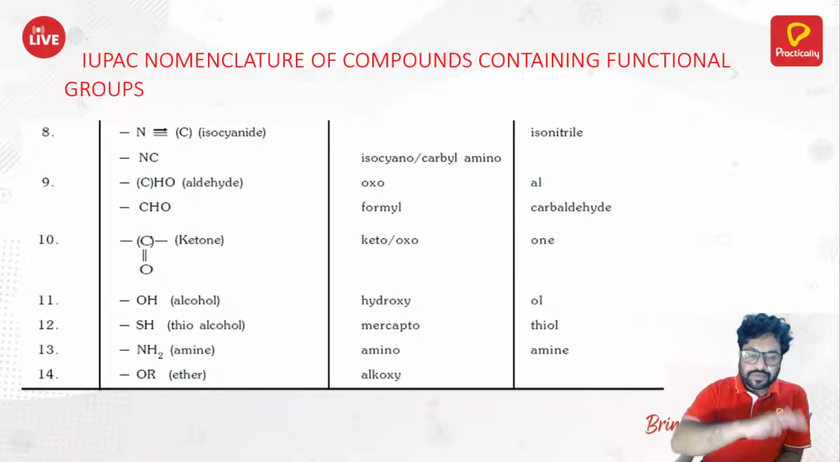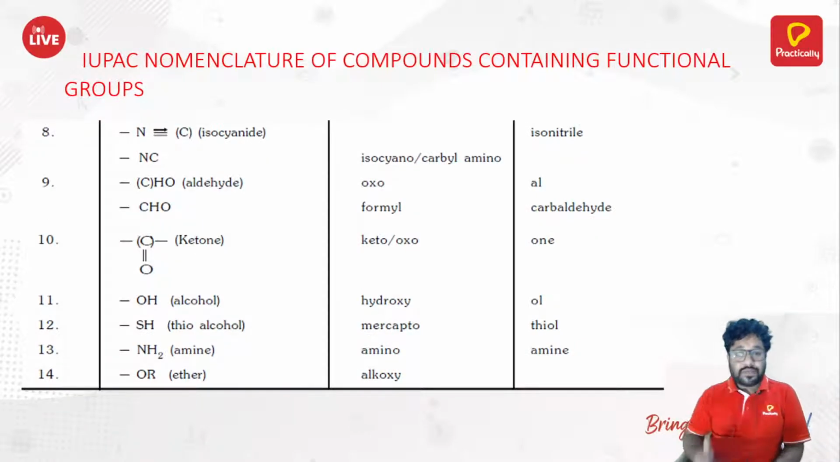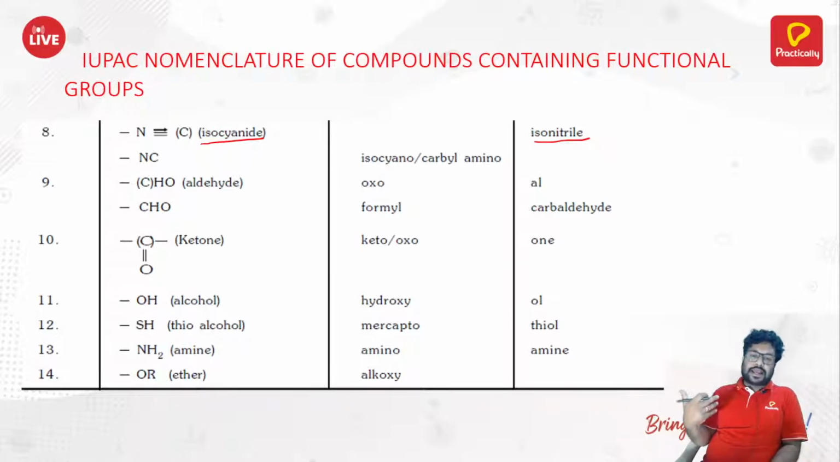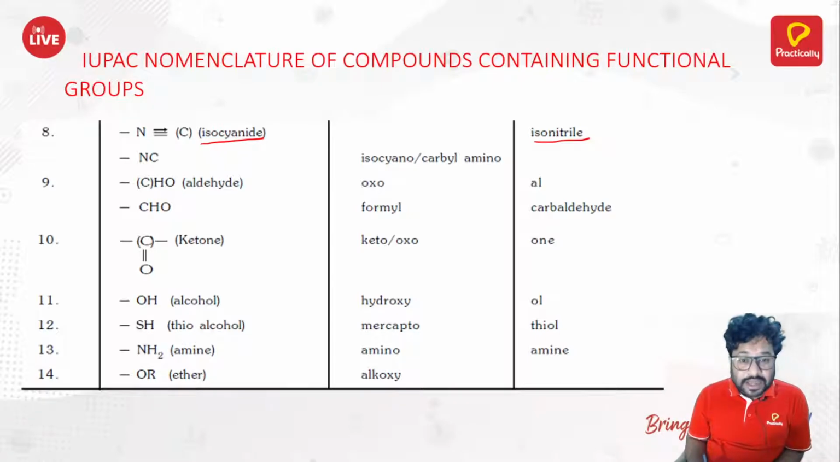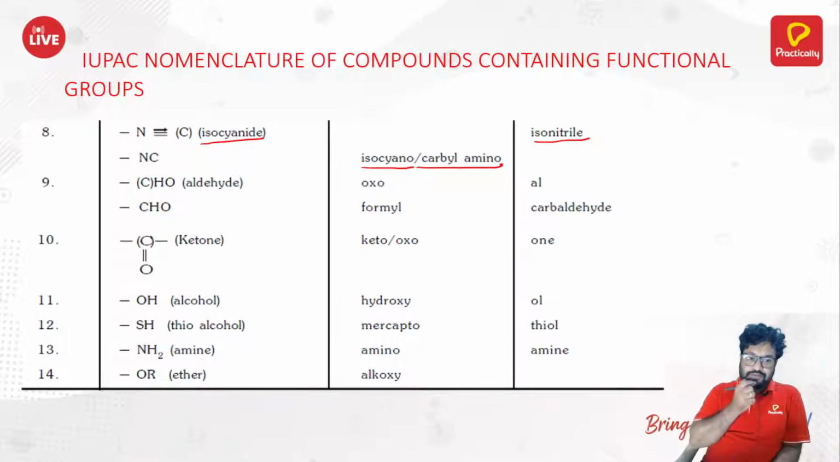Okay. Lastly, isocyanide. When you have an isocyanide, you write just isonitrile. Just like for cyanide, you write nitrile, for isocyanide, you write isonitrile. That's it, the complication. But if it's a substituent, it will be called isocyano or carbylamino. Carbon, triply bonded carbon, carbyl, amino, nitrogen.